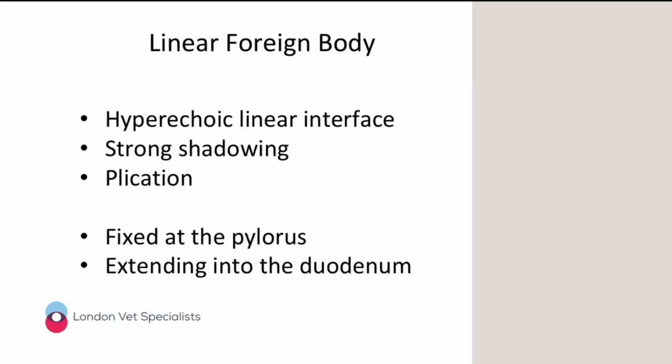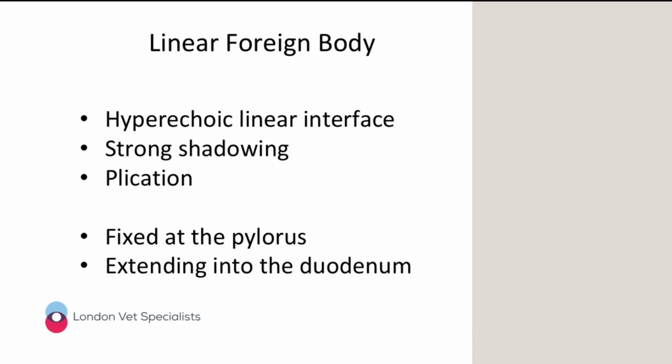It's worth thinking about linear foreign bodies in isolation because they tend to appear very differently to foreign bodies like peach stones, for example. Again, you're going to see a hyperechoic linear interface and strong shadowing, but you're also going to see plication of the small bowel around the linear foreign body. And these linear foreign bodies tend to crop up in pretty predictable places.